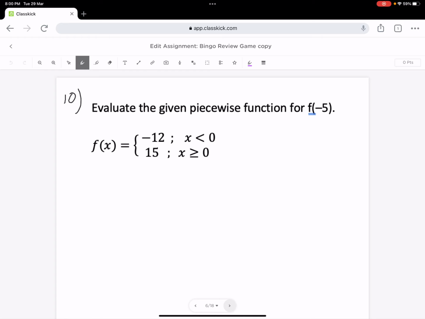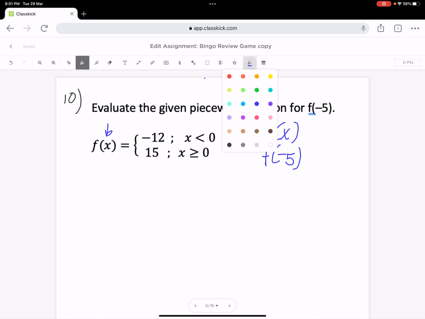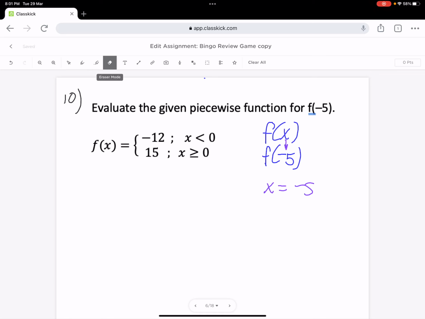All right, this one, evaluate the given piecewise function for f of negative 5. So remember, normally we write it as f of x as we see here. And when we write f of negative 5, we have replaced or substituted that x with a negative 5. So we're essentially asking, when x is equal to negative 5, substitute in and find out what our function is equal to. In a piecewise function, though, it's a little bit more than just plugging it in. We have to identify our domain, and we see that there's a restriction here.